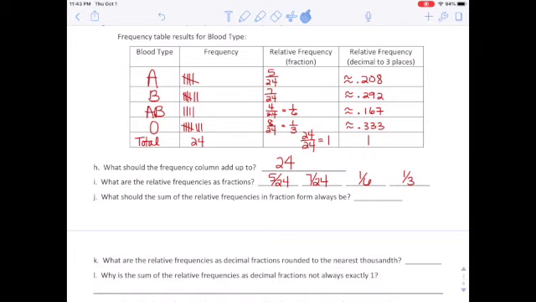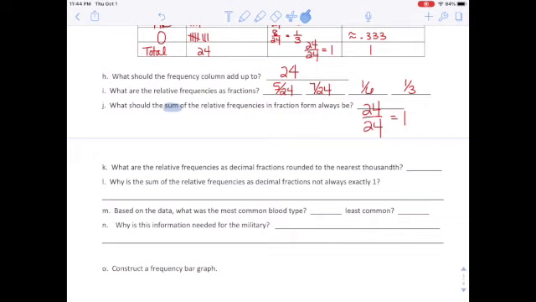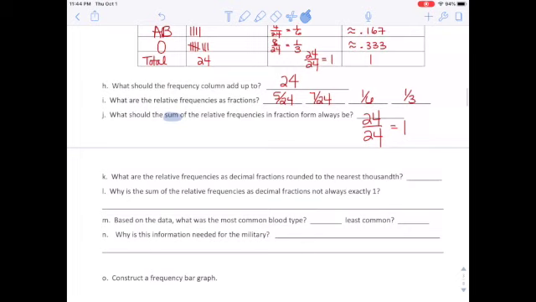And I just proved it to you, because all the different parts have to add together to how many people were taking the test or giving the survey or taking the data. It's 24 over 24, because we are talking about the sum. What are the relative frequencies as decimal fractions rounded to the nearest thousandth? You don't even have to. You can just look at it when we did the calculation. That's really just 1 from the decimal.